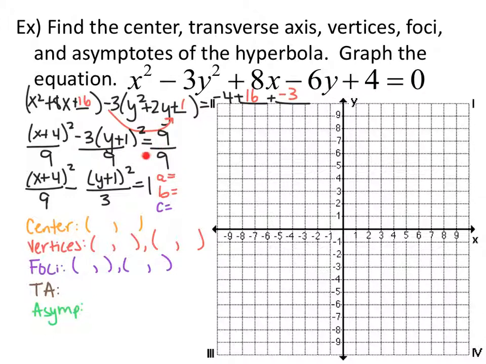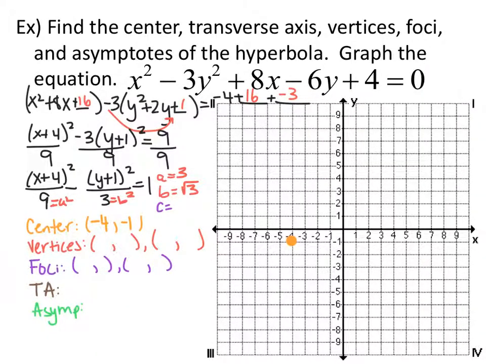Divide everything by 9 so that this side over here is equal to 1. So you get (x plus 4) quantity squared over 9 minus (y plus 1) quantity squared over 3 is equal to 1. So we can read the center right off of this, (x minus h) quantity squared and (y minus k) quantity squared. So our center is negative 4, negative 1. A squared is always the first denominator, so a squared is going to be 9, and b squared is going to be 3, which means a is 3 and b is root 3.